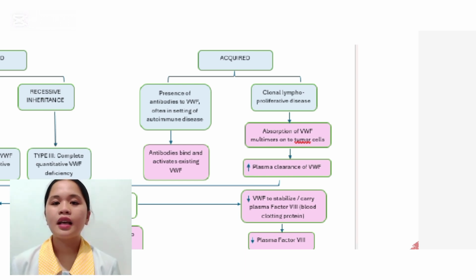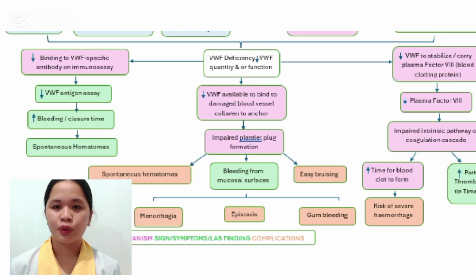And this results in increased plasma clearance of the von Willebrand factor, because the binding of antibodies and the absorption of the von Willebrand factor into tumor cells can lead to increased clearance of von Willebrand factor from the bloodstream. And this results in a depletion of functional von Willebrand factor, which is necessary to control bleeding effectively. Consequently, patients with these conditions may experience spontaneous bleeding episodes due to the lack of available von Willebrand factor.